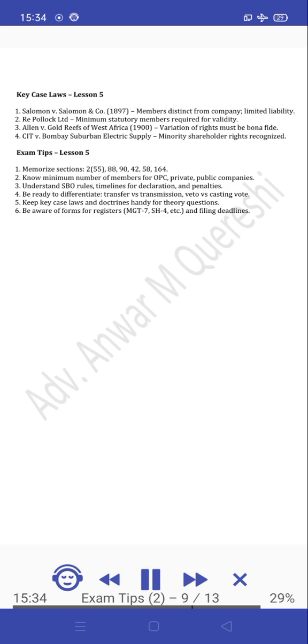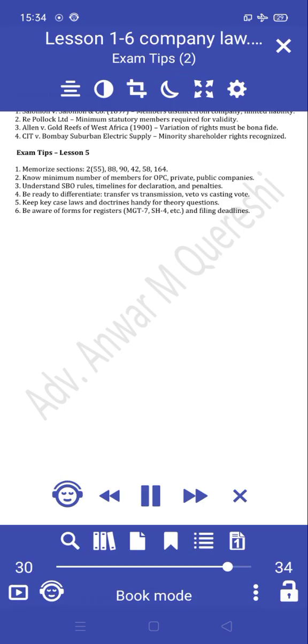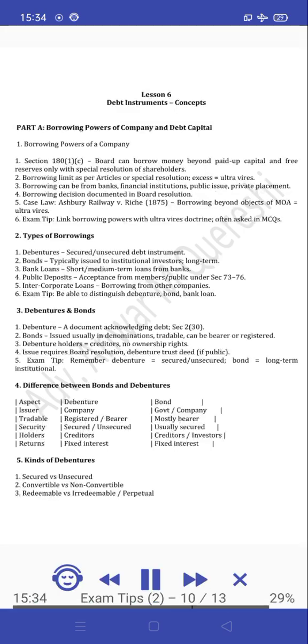Exam tips, Lesson 5. 1. Memorize sections 255, 88, 90, 42, 58, 164. 2. No minimum number of members for OPC, private, public companies. 3. Understand SBO rules, timelines for declaration, and penalties. 4. Be ready to differentiate transfer versus transmission, veto versus casting vote. 5. Keep key case laws and doctrines handy for theory questions. 6. Be aware of forms for registers, MGT-7, SH-4, etc., and filing deadlines.